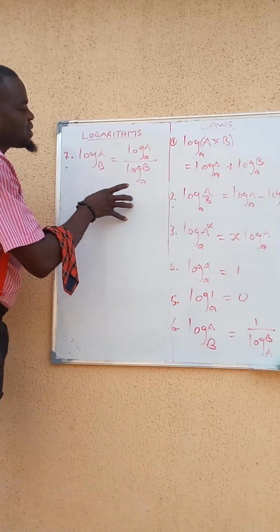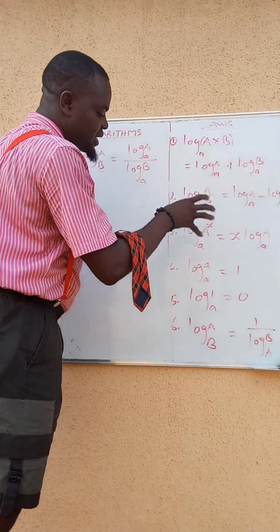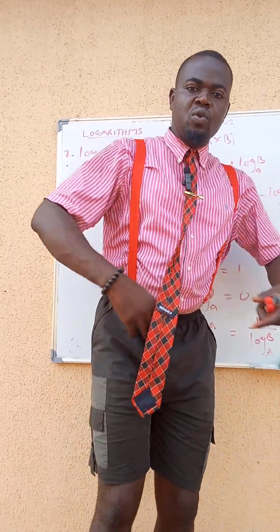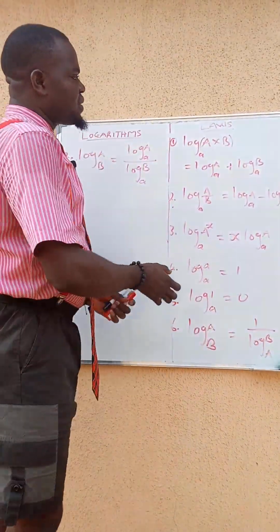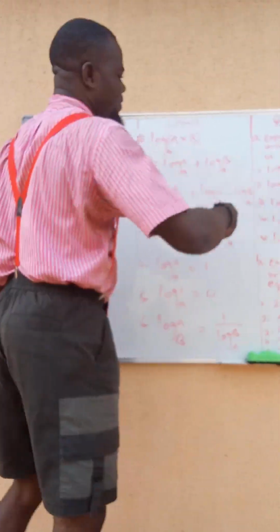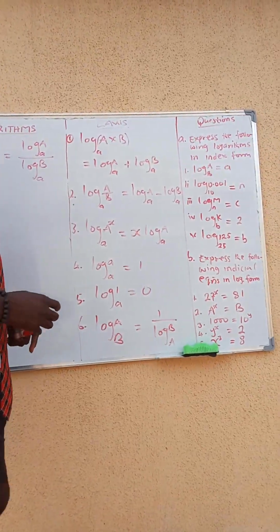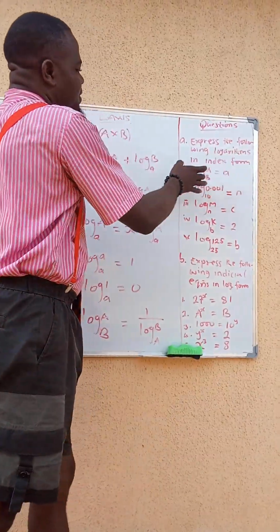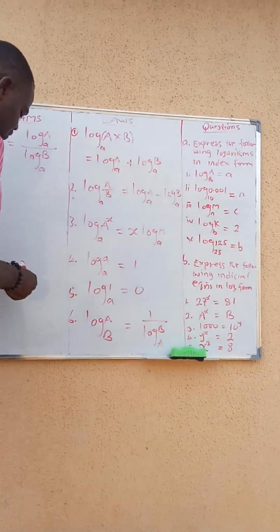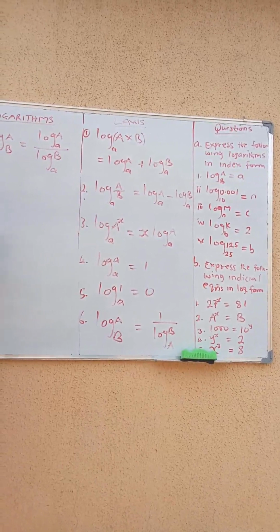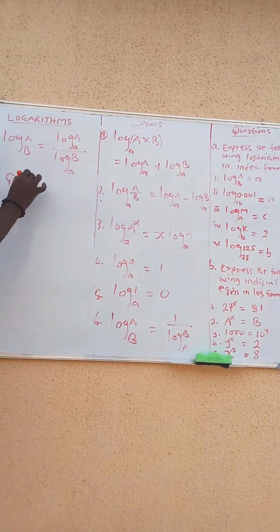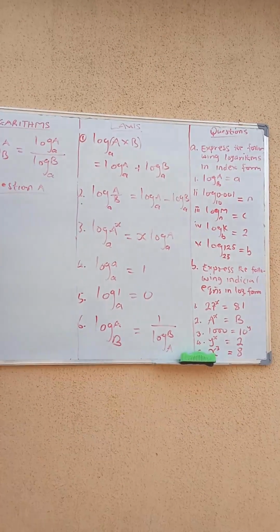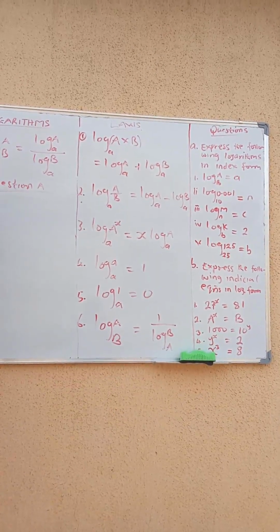If there are any other laws that we've not set here, as we go on in this logarithm, we will mention them. Now, see the questions today. I will not go far today because it's an introduction. They say express the following logarithms in index form. Question A, that is A, Roman numeral 1.